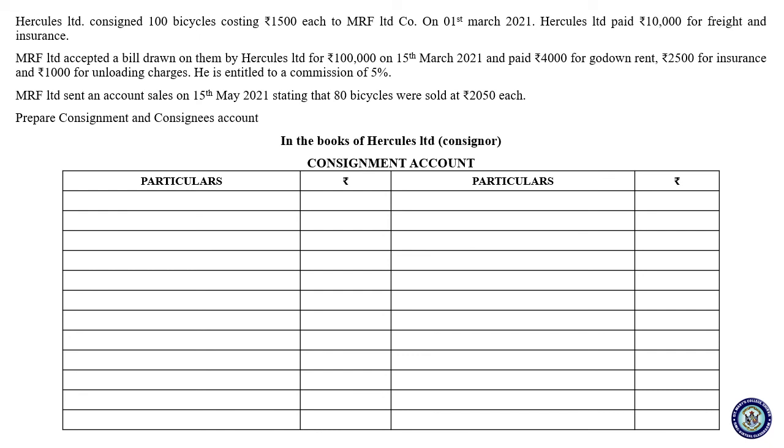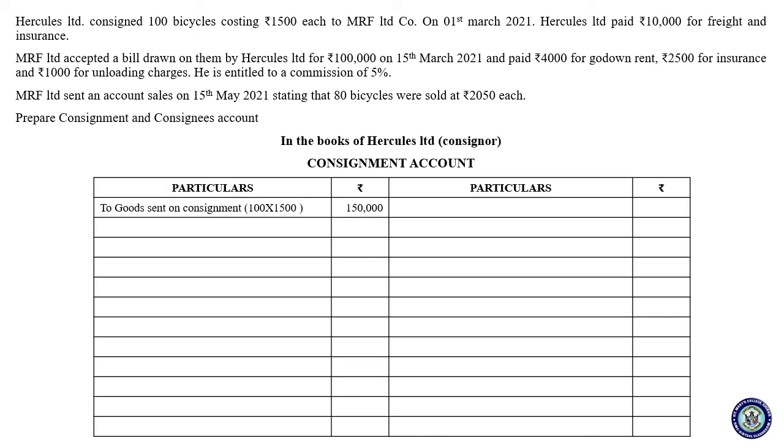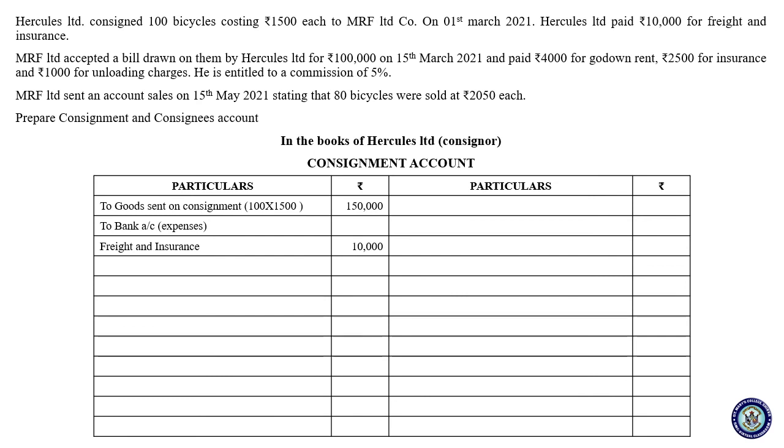Okay, check your answer. So to start with, goods sent on consignment, that is 100 bicycles at the rate of 1500. It comes to 1,50,000. Then the expenses that are incurred. You go by sentence, okay? So don't skip the sentence. You go sentence-wise.